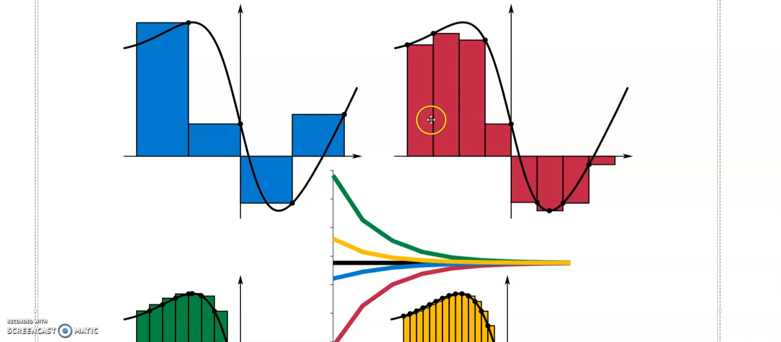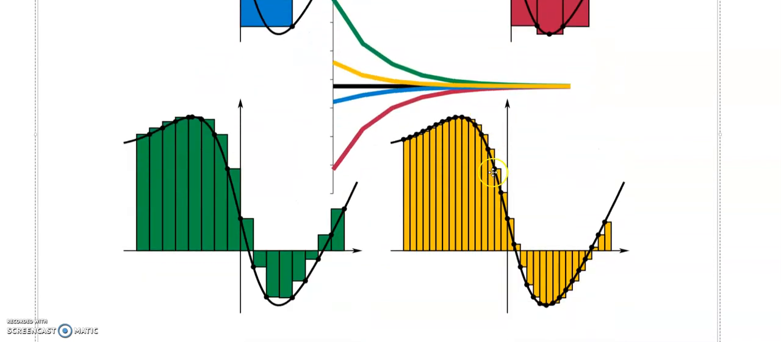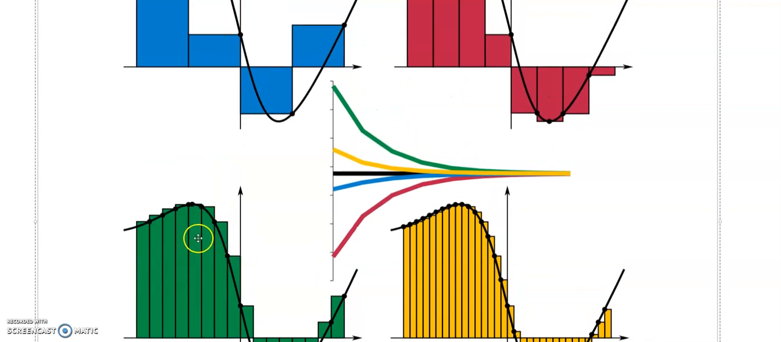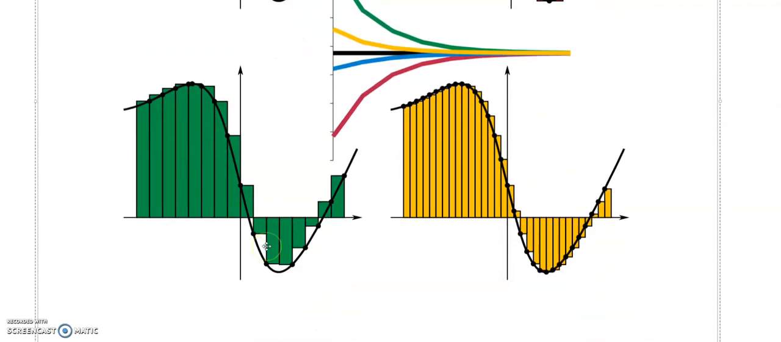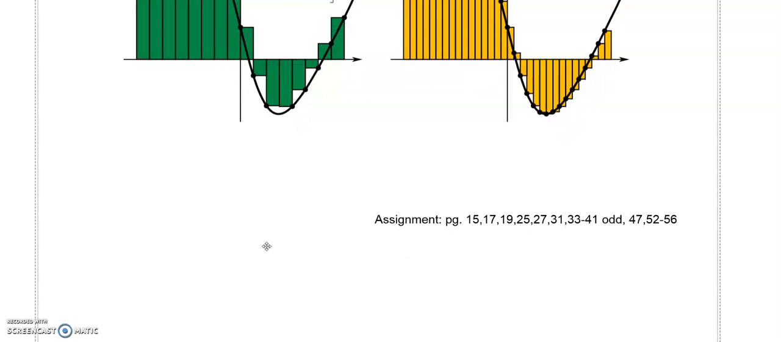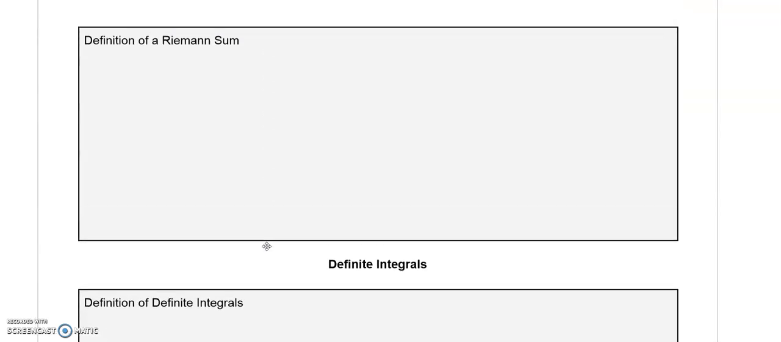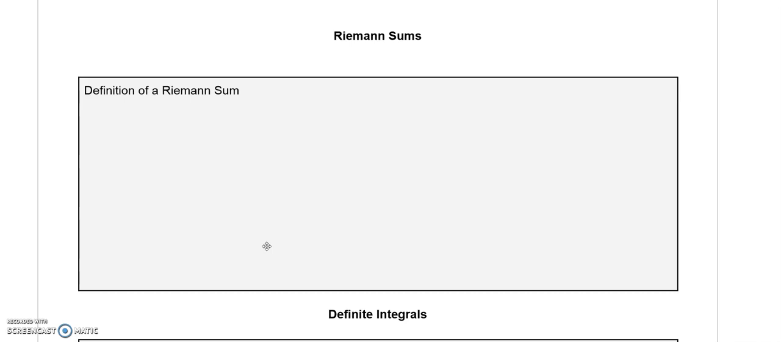Here with the magenta, we have 1, 2, 3, 4, 5, 6, 7, 8, and then it looks like we doubled that again and doubled that again. As you get more and more rectangles in there, you can see that the yellow is an overestimate, but not nearly as gross an overestimate as the green. The more you add in there, the closer you'll get to the actual area under that curve. So first of all, let's take a look at the definition of a Riemann sum.